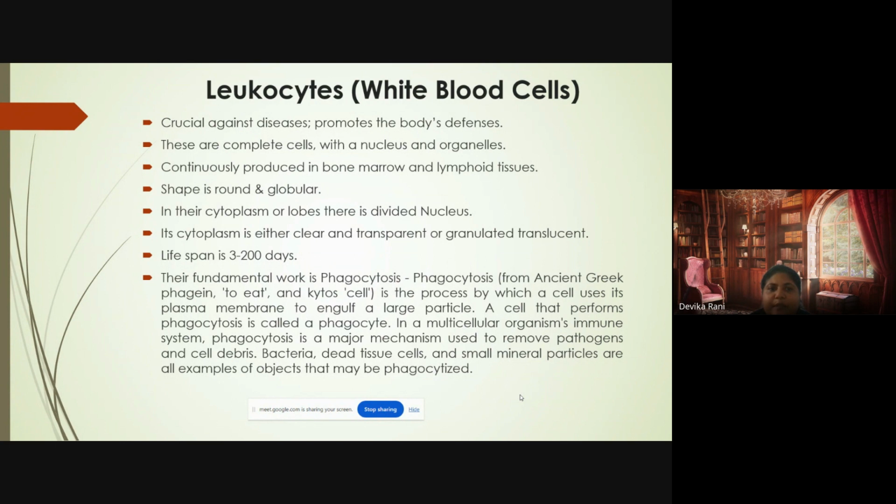This word comes from the Greek words phagon, to eat, and kytos, cell. It is a process by which a cell uses its plasma membrane to engulf a large particle. A cell which performs this is called a phagocyte. So in multicellular organisms like us, in the immune system, phagocytosis is a major mechanism used to remove pathogens or external unwanted foreign bodies like bacteria, virus, and also the cell debris of dead cells. Bacteria, dead tissue cells, and small mineral particles are all examples of objects that may be phagocytosed.